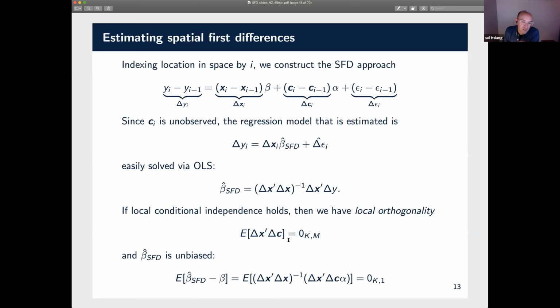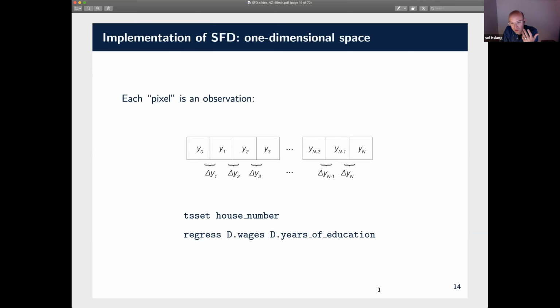So if you have this condition, so that the changes in the unobservables are uncorrelated with the changes in the treatment, then the SFD estimator is exactly unbiased. Of course, this may not happen, so I will show you in a sec what the omitted variables bias looks like and how we can think about why this is an improvement on the standard levels model.